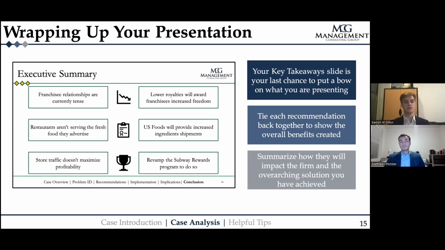So in this instance, you could say, so to start, one of the problems we were looking at was franchise relationships are currently tense. In order to tackle this, we recommend lowering royalties, which we think will award franchises increased freedom and ease out these tensions. Now, in this slide, what you really want to do is just summarize how your recommendations are going to impact the company as a whole, and tackle the overarching problem that you identified to start off with.